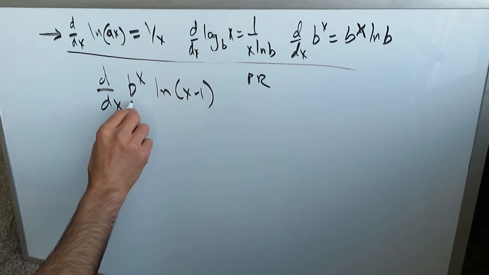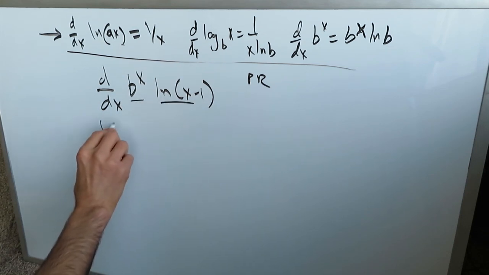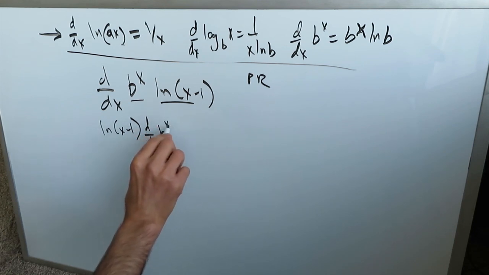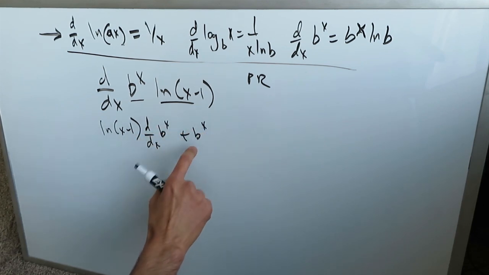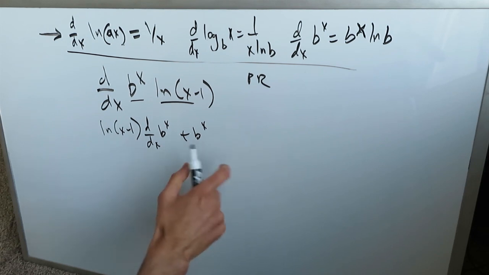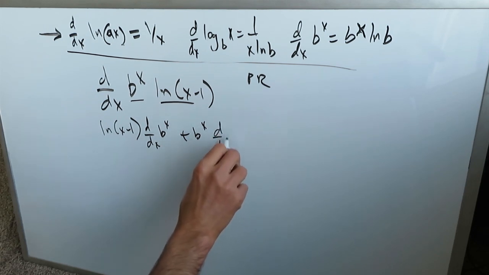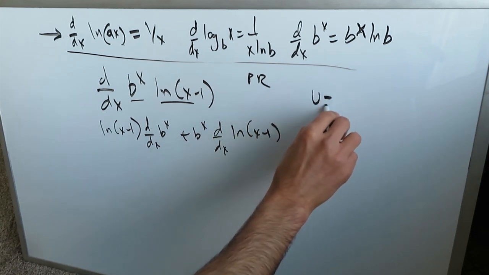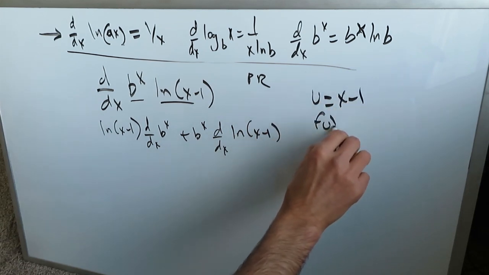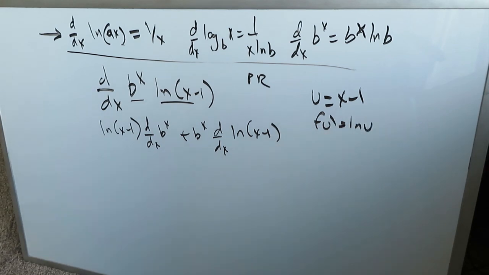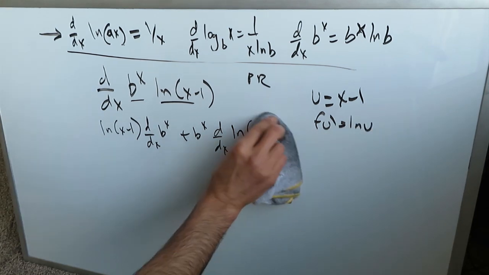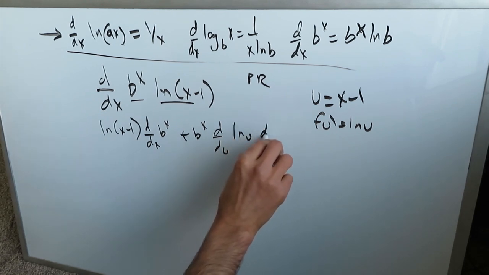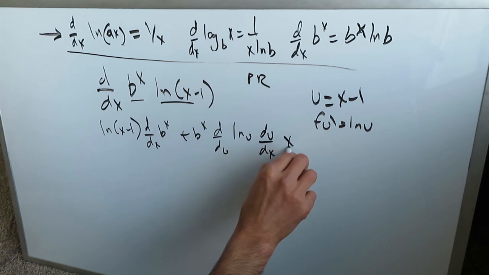Here's your f function, here's your g function. You'll have the natural log x minus 1, your g function, multiplying by the derivative of the f function, plus the unedited f function multiplying by the derivative of the g function, which will have to be a chain rule. If u is equal to x minus 1, f of u is equal to ln u. So let's bring in that chain rule right over here. Derivative with respect to u, ln u, and then the derivative of u with respect to that x minus 1.